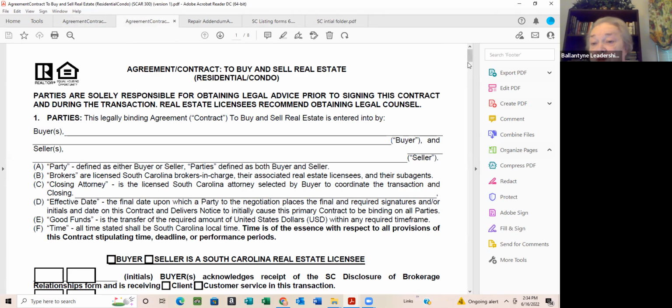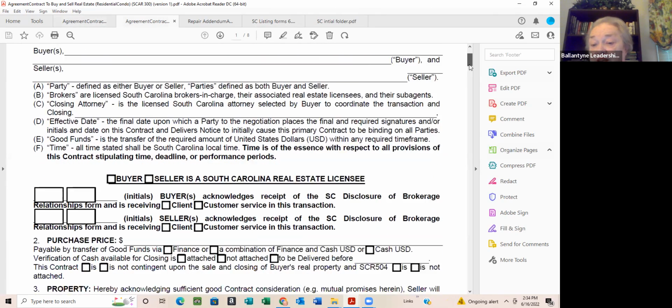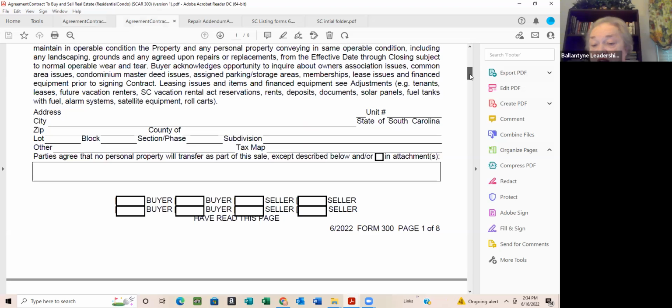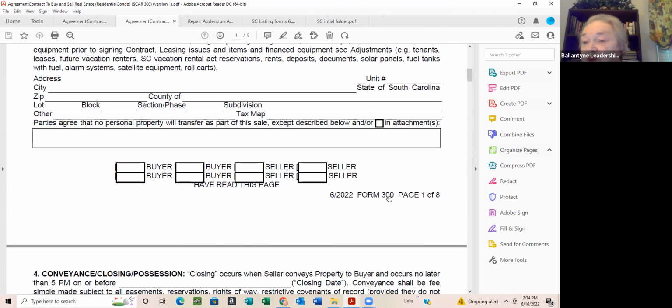The numbers on these particular forms, you will see down here. Number 300 is the one that's residential condo. You see the new date here, 6/2022. This is the condo. You won't use that all that much, but the difference on this one would be if there is no land involved. It's a condo and you would use this one.